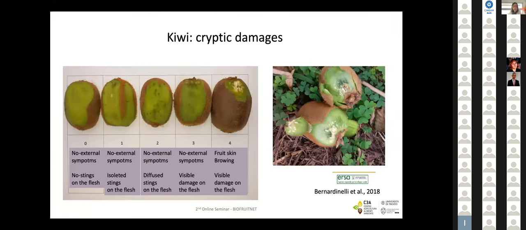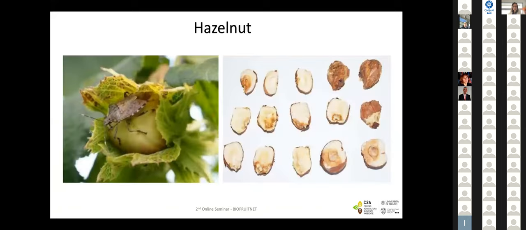And sometimes damages are not visible from the external part of the fruit. So this is an example in kiwi. And in kiwi, you often have to open the fruit and peel it in order to see the damage. Also, fruits that are usually not attacked by feeding pests can be damaged by Halyomorpha halys, for example, nuts.